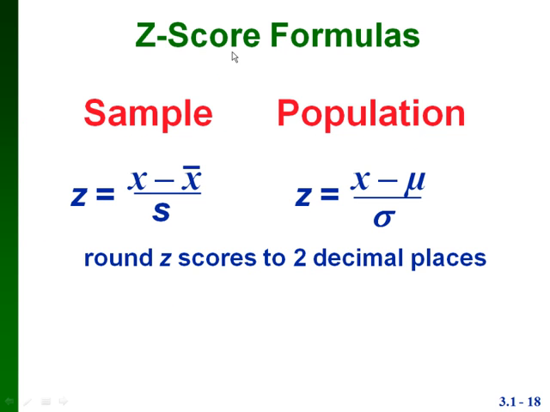Here are two formulas for Z-scores depending on whether we have sample data or population data. If we have sample data, then our sample mean is x bar and our sample standard deviation is s. Remember, our data value that we're interested in is always represented as x. So over here, under population, our mean is mu and our standard deviation is sigma. And we always want to round Z-scores to 2 decimal places.